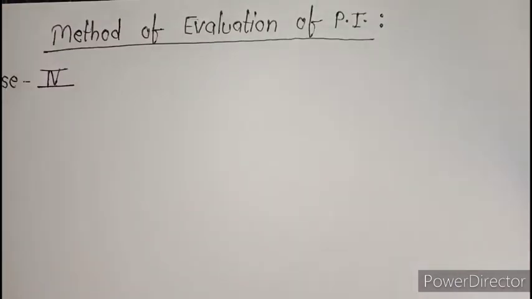In my last video, I was discussing the method of evaluation of PI. In that series, I discussed three cases in which our Q was a trigonometric function, an exponential function, or a polynomial. Today we will discuss the case in which our Q is the product of two functions.